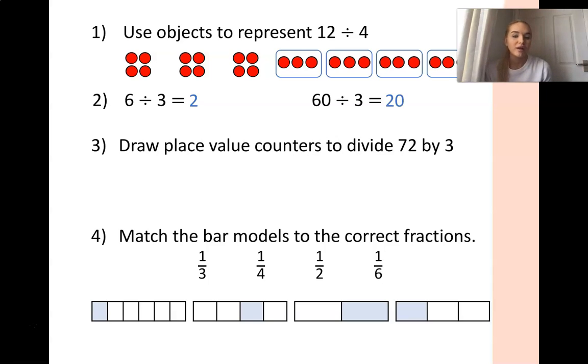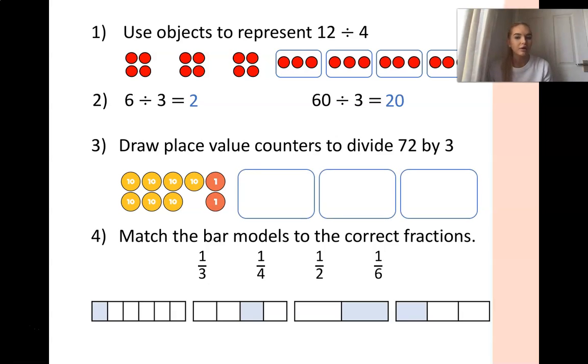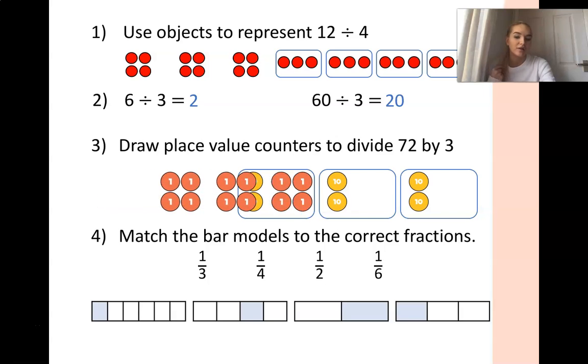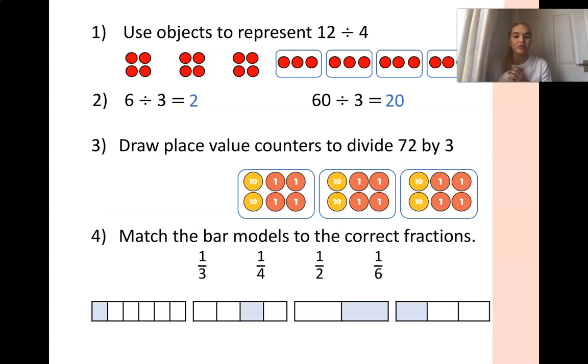Number 3, drawing place value counters to divide 72 by 3. We know we need 7 tens and 2 ones to make the number 72. We're dividing by 3, so we need our 3 groups. We can use 6 of our tens to fill 2 tens per group, so which means what do we need to exchange that 10 for? That's right, we need to exchange it for 10 ones. So we now have 12 ones to split equally between our 3 boxes. So 72 divided by 3 is 24.